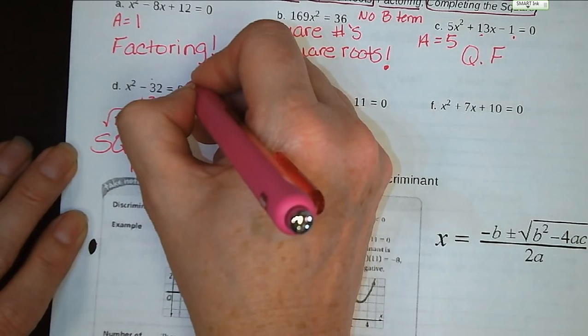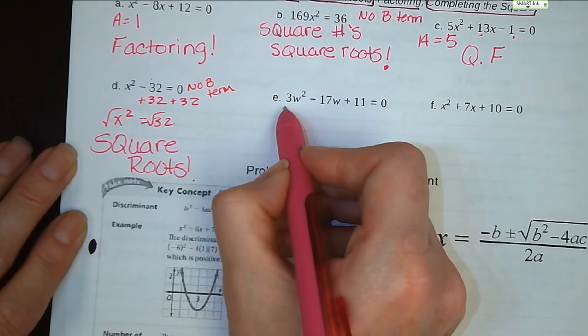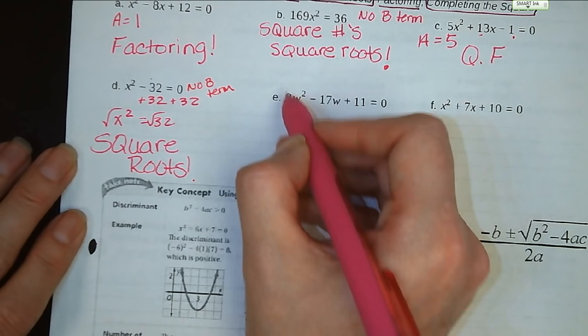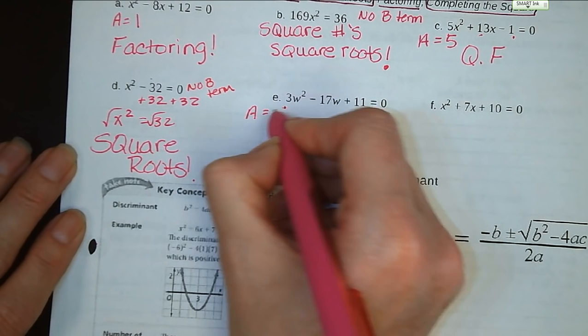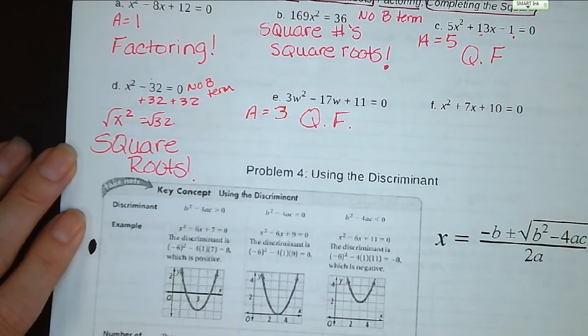Letter E, if we wanted to try to use the box method on that, you're looking for factors of 33 that add up to negative 17. I don't know of any, so we're going to use quadratic formula. That's going to be the best method on that.